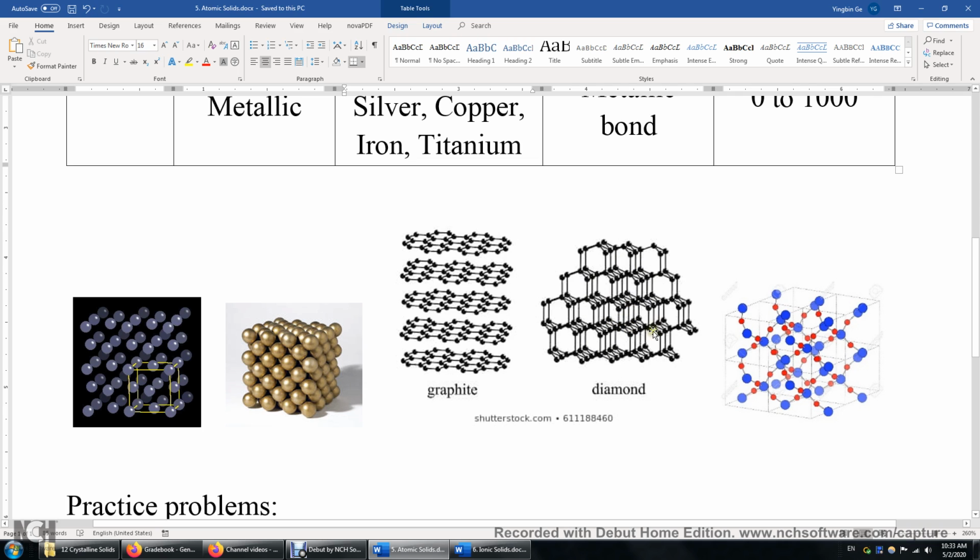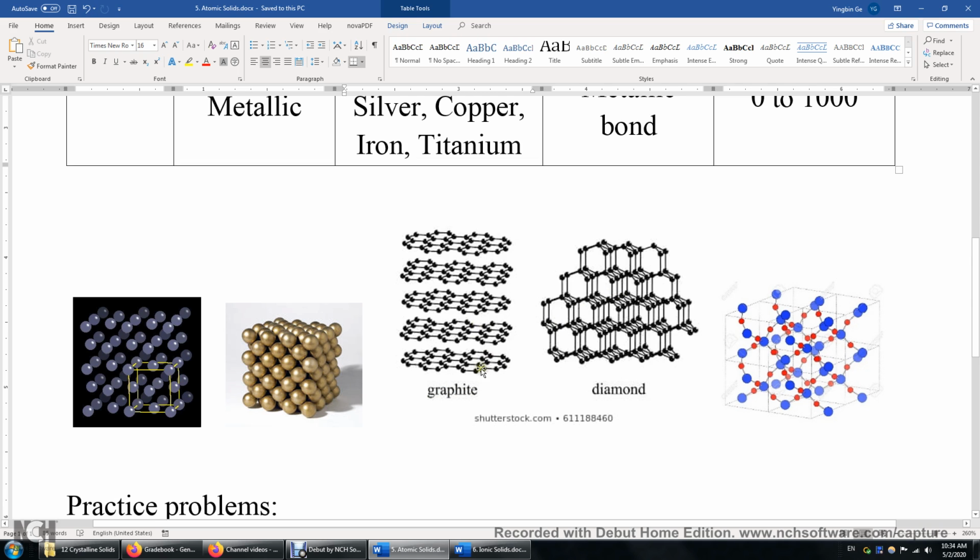To melt diamond, you need to break all those very strong covalent bonds. That's why diamond has a very high melting point. And diamond is very hard because, if you want to break a diamond apart, you need to break a lot of those carbon-carbon bonds. That's very hard. On the contrary, graphite is softer.